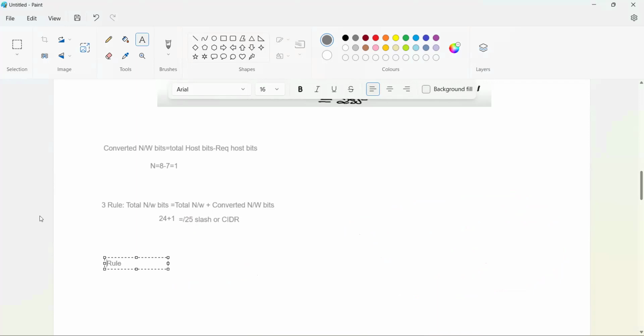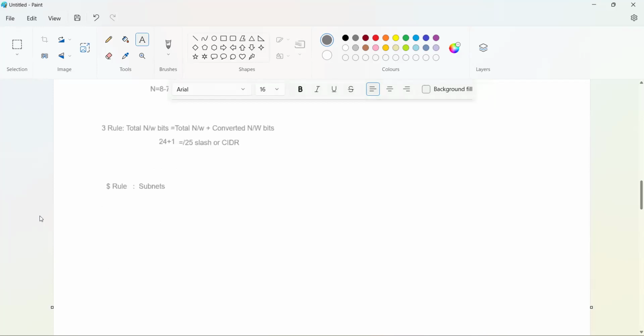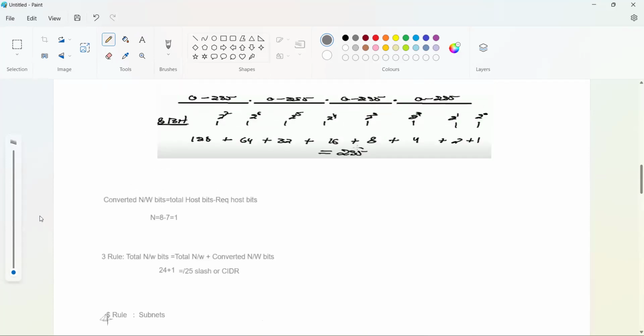Rule 4 is my subnets. Now, how will I find out my subnets here?